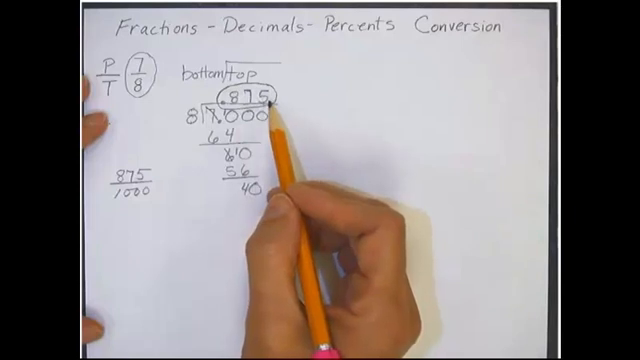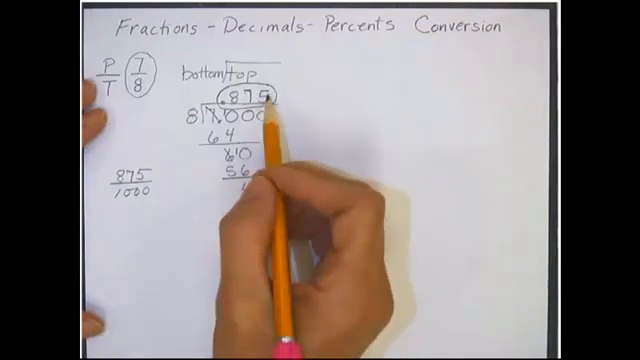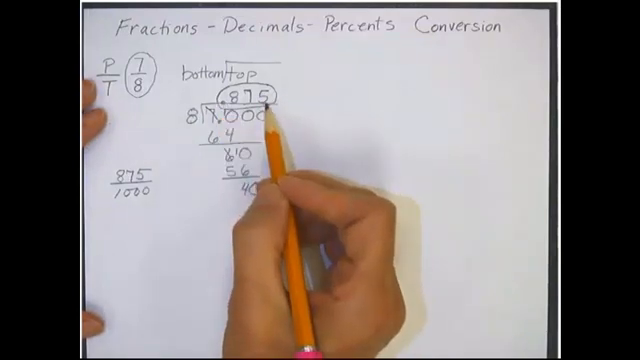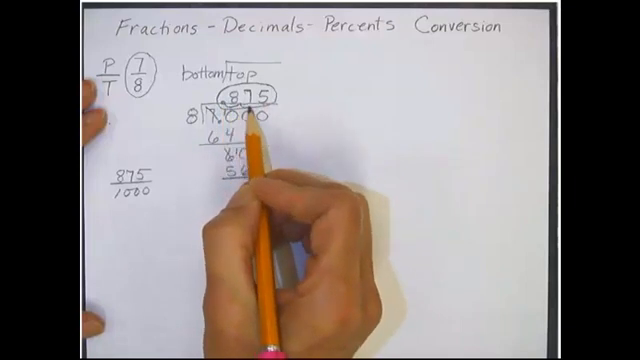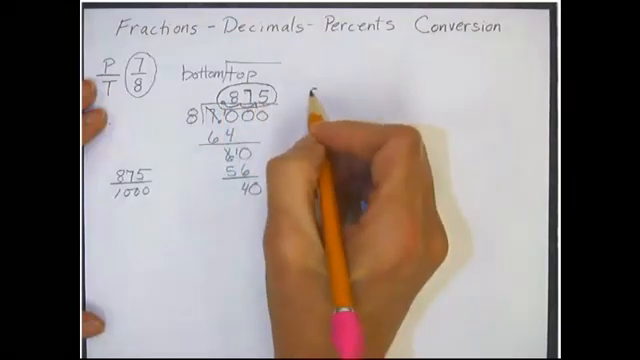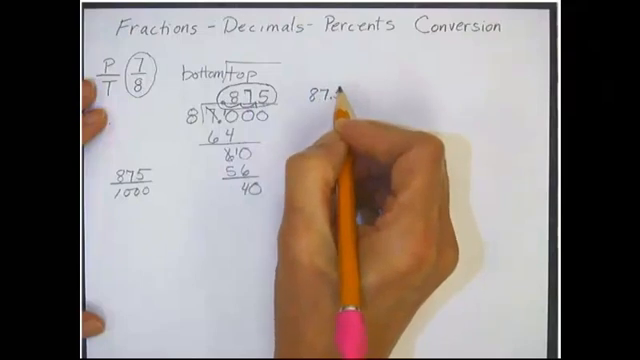Most of us want to know, on a scale out of 100 points, how did I do? And that's really what percent is. So I could take this part of a whole and multiply by 100, which means I'm moving that decimal 2 places to the right, and write that as 87.5%.